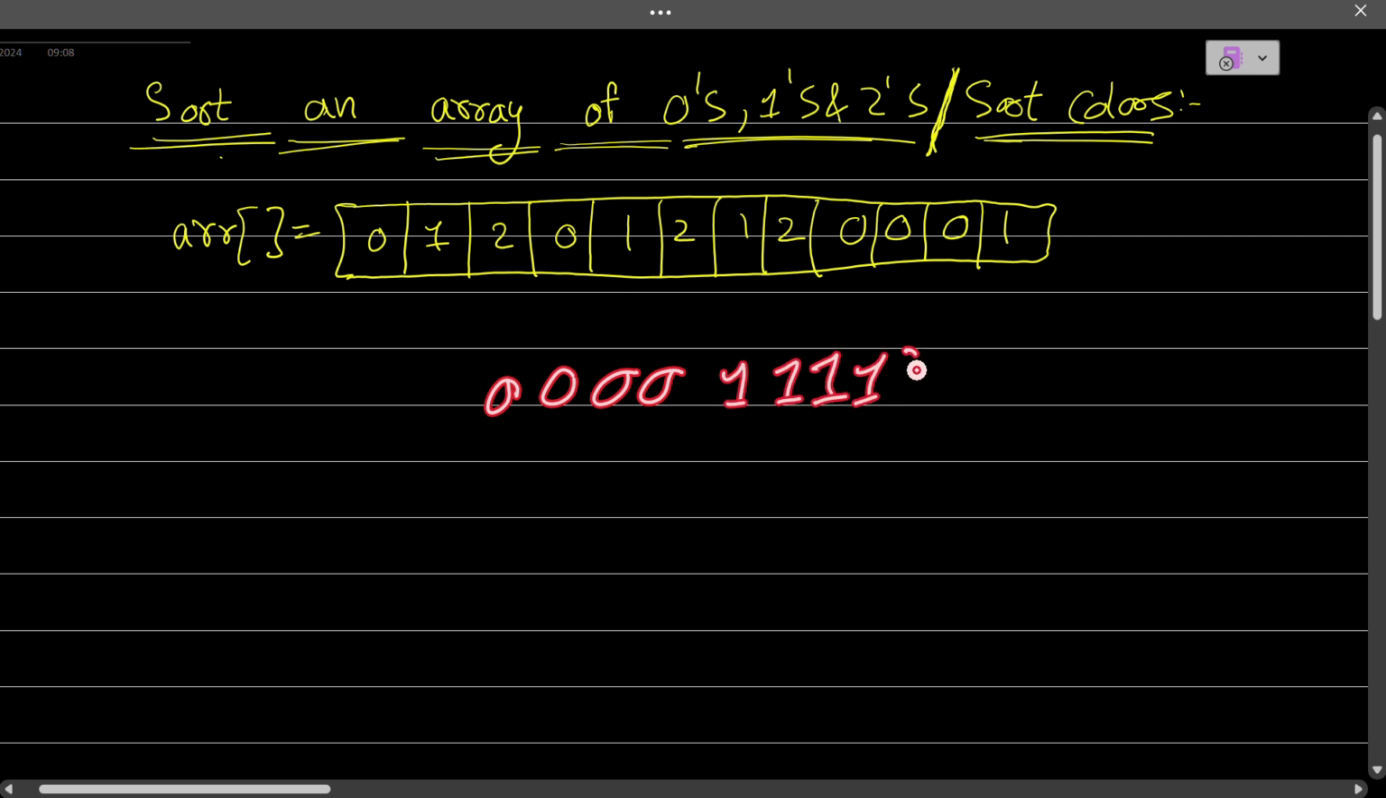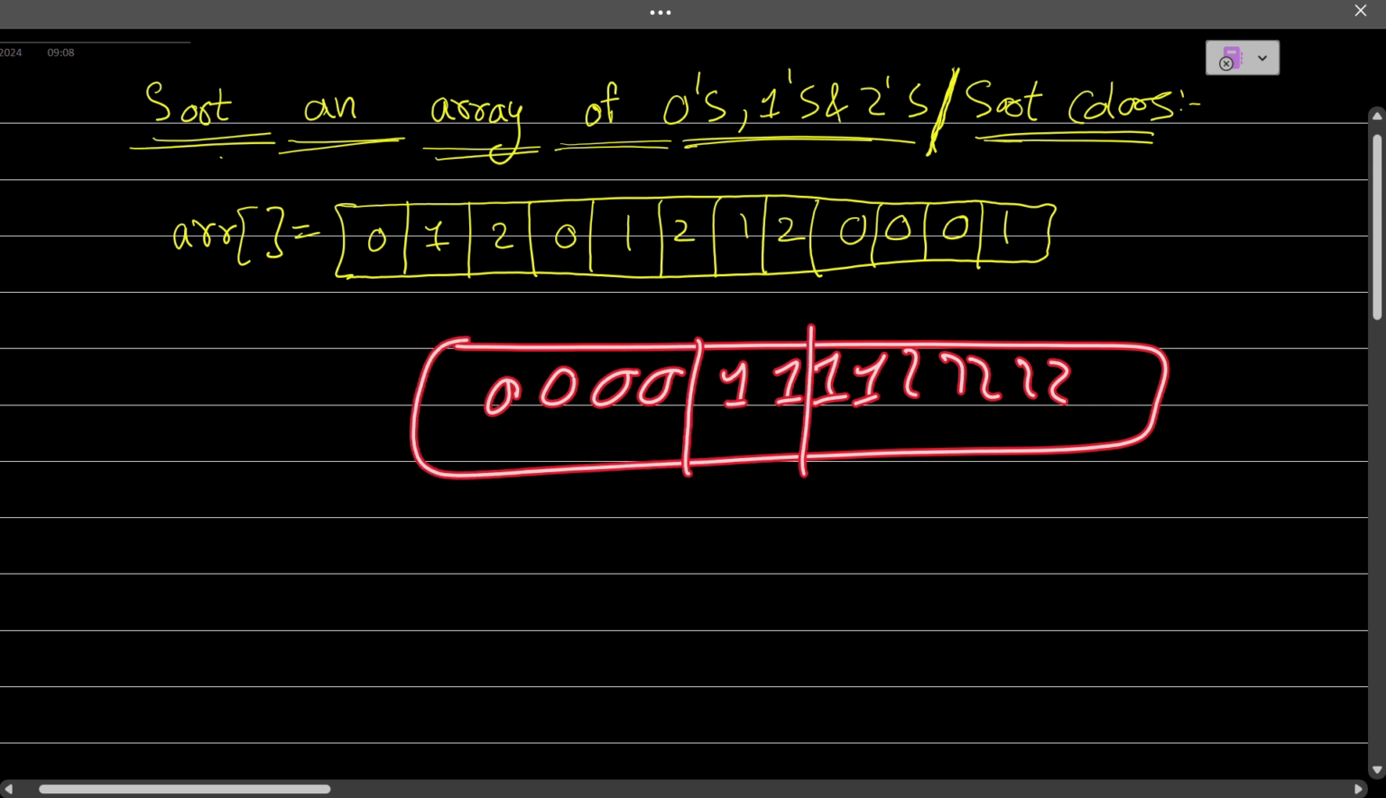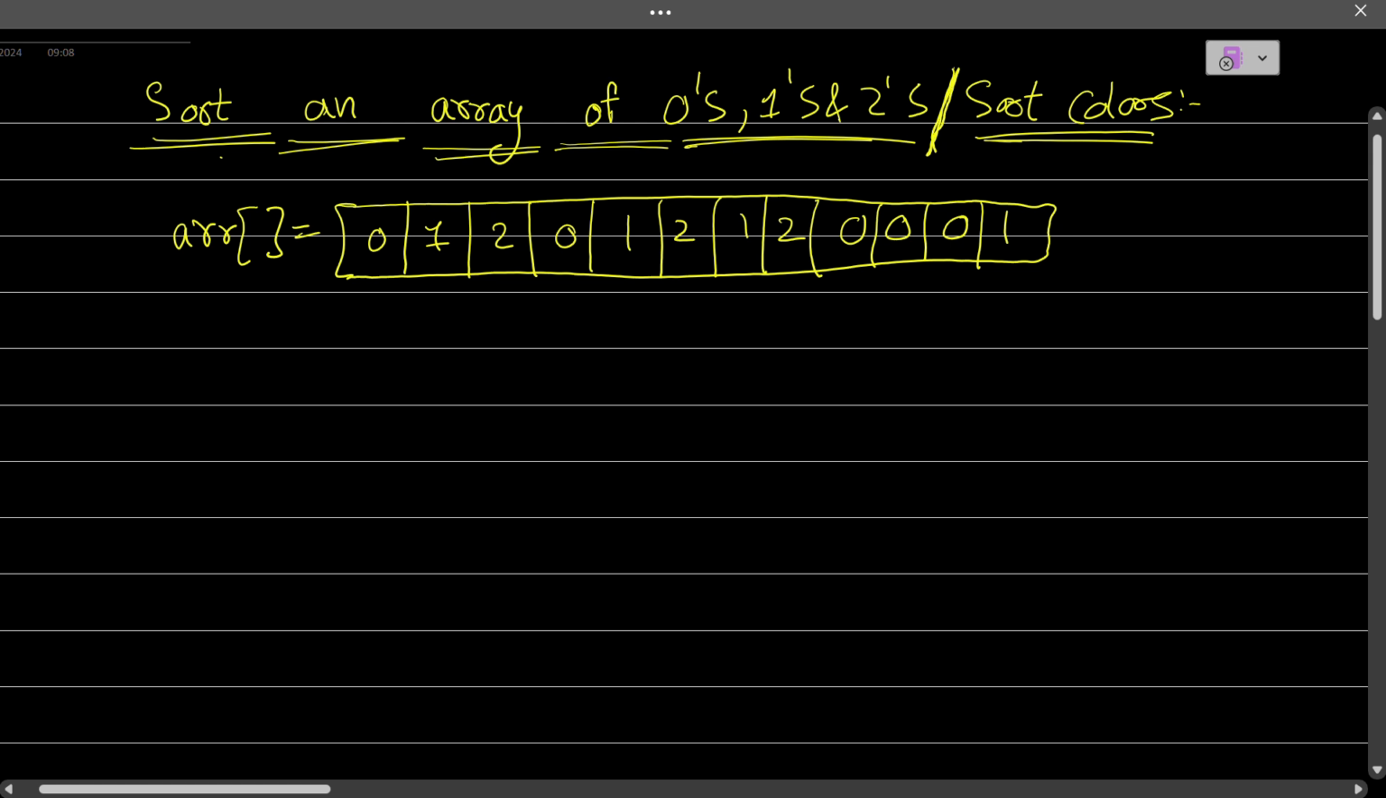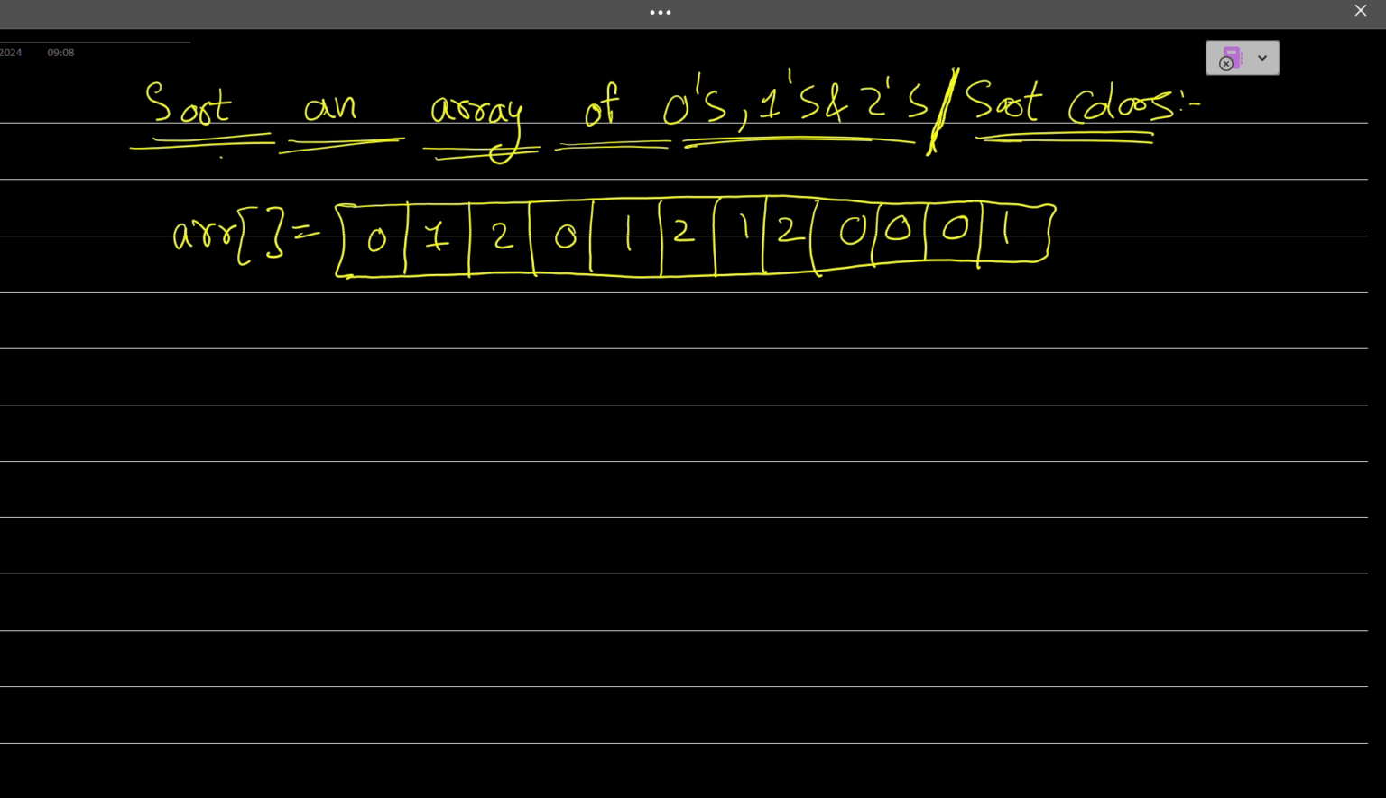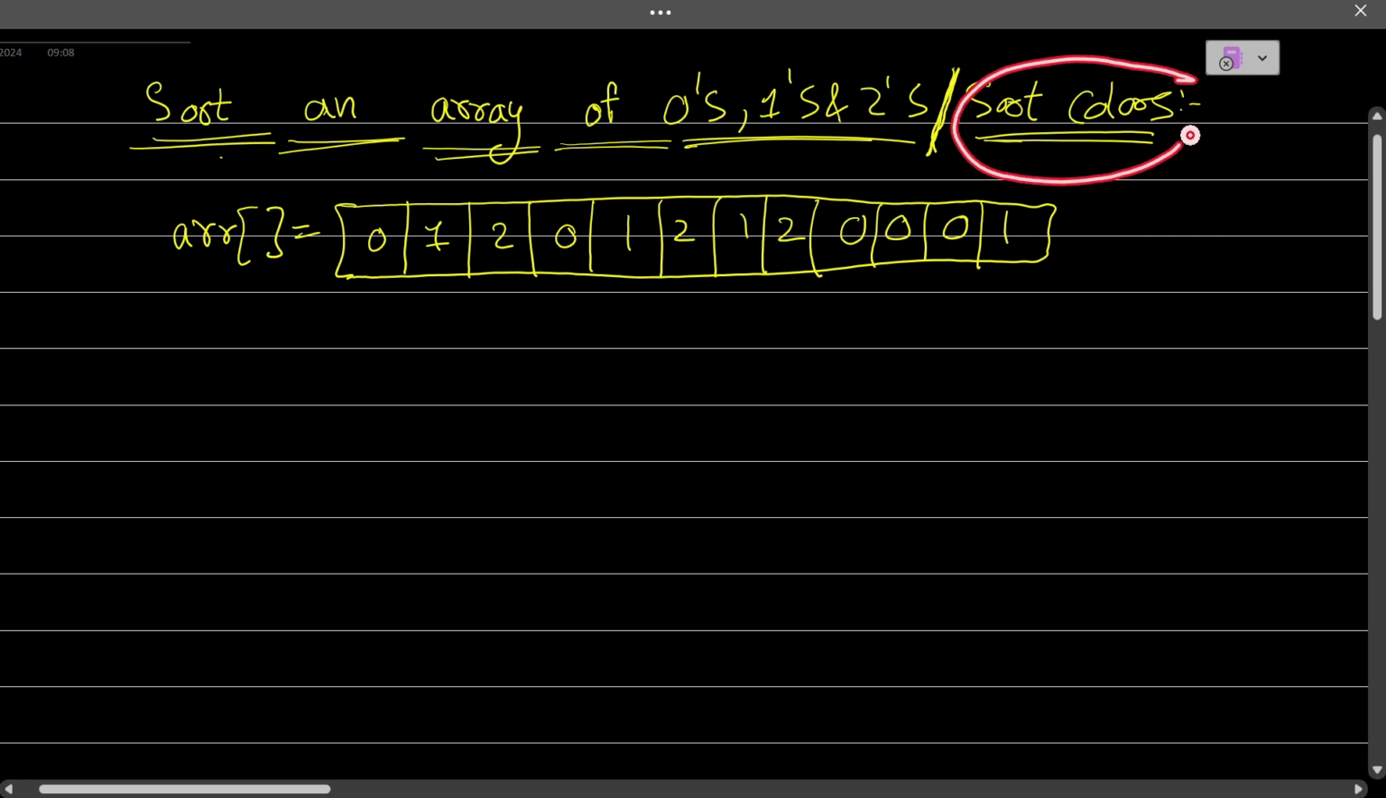0, 0, 0, 1, 1, 1, 2, 2, 2, 2. So I need to sort the array like this, right? This is what they're asking us to do: sort an array of all zeros, ones, and twos. This is also a similar question to sorting colors.